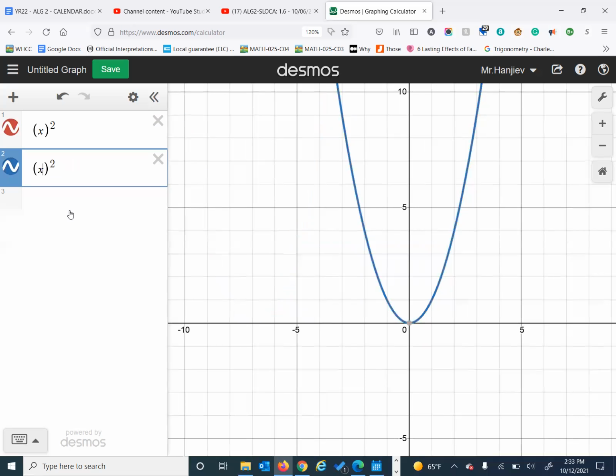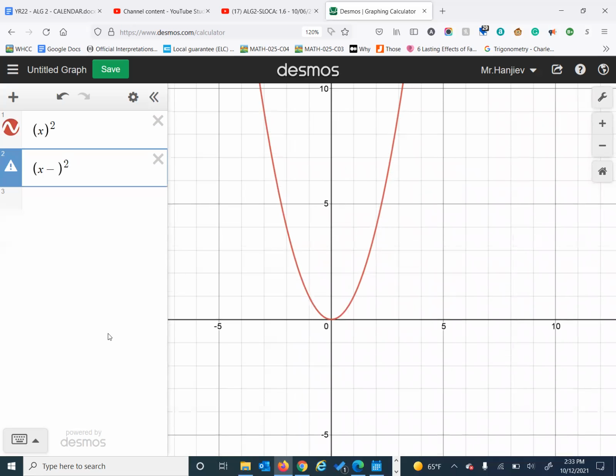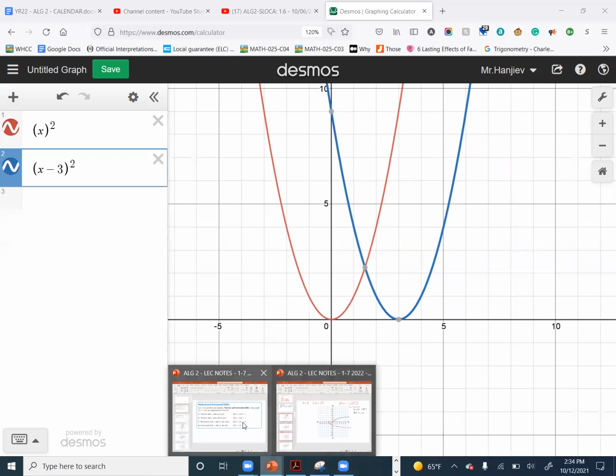Okay, so then the question is, what happens if I subtract 3? What do you think is going to happen? Guess first. Subtract 3 is going to be the same exact shape, but it moves to the right 3 units. And again, we're going to start graphing these in just a bit, but just for us to get used to it. All right, so there's the other 2. So let's go back to our slides now, and let's copy down numbers 3 and 4.